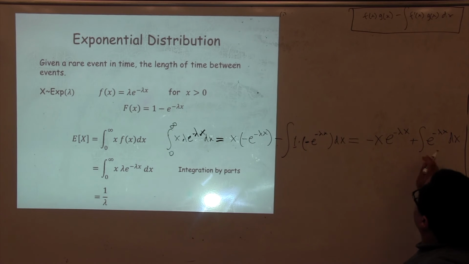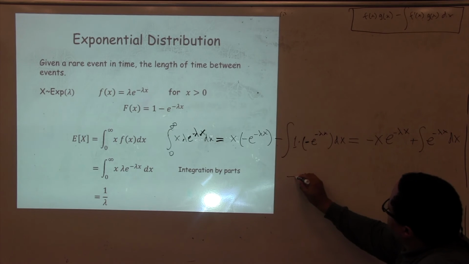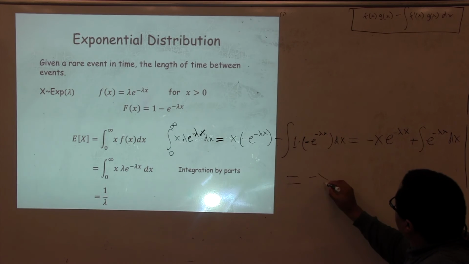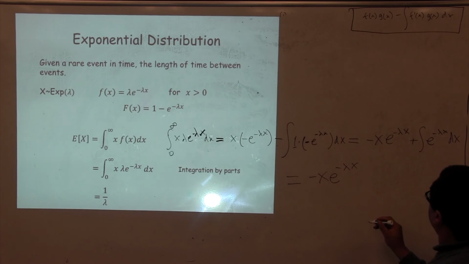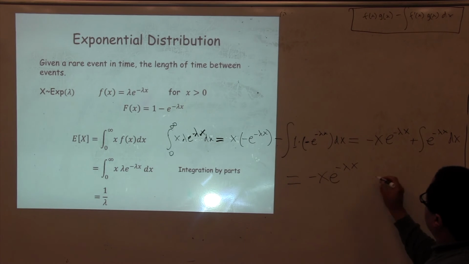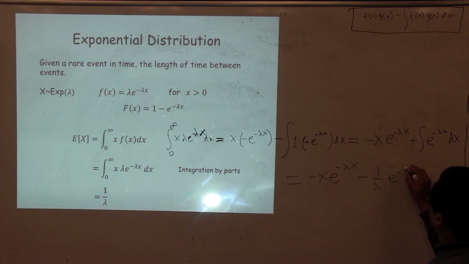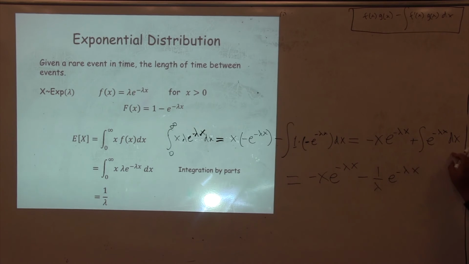So, essentially, you're doing a u substitution, and I'll leave that to you to do. Let's just write the next step: minus x e to the minus lambda x, right? So then we have a minus 1 over lambda e to the minus lambda x, okay? Because that is the indefinite integral of e to the minus lambda x.